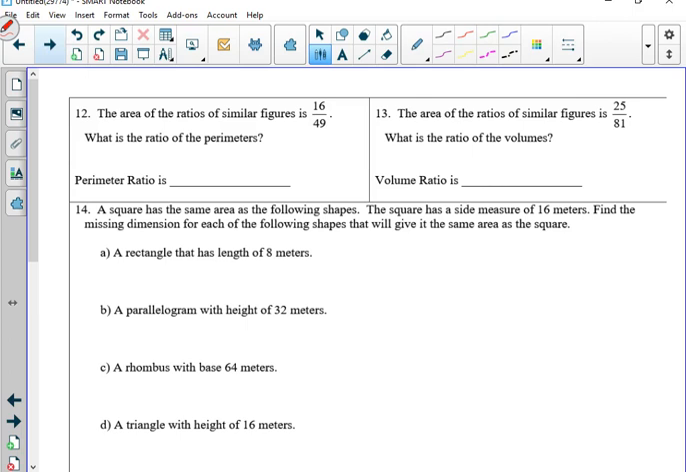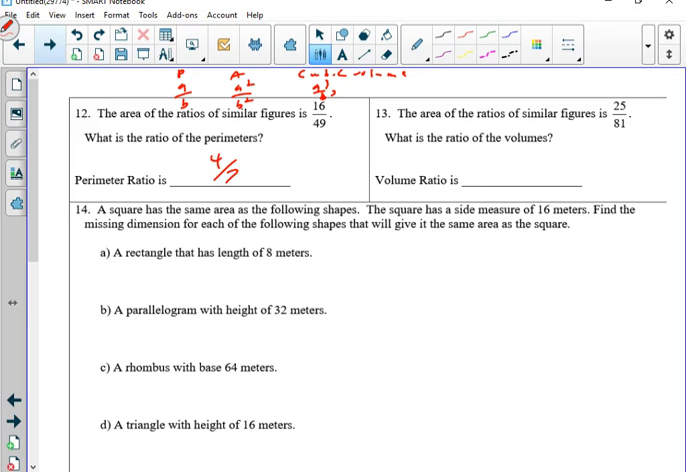All right, the area ratios of similar figures is 16 to 49. What's the ratio of the perimeters? Well, if you remember in our notes, we had perimeter, area, and cubic. And this was A over B, A squared over B squared, A cubed over B cubed. This is volume. So if the area is 16 over 49, we basically just need to square root it: 4/7.